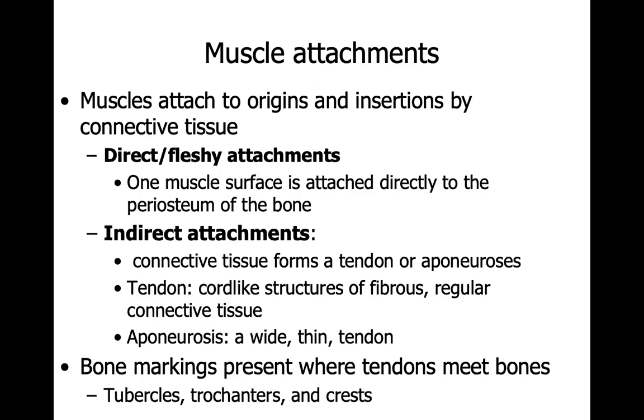Now, if you think back at your skeletal system, we learned some vocabulary like tubercles, trochanters, and crest. If you recall, these are the points of attachment where the muscles can either directly or indirectly attach to the bone.